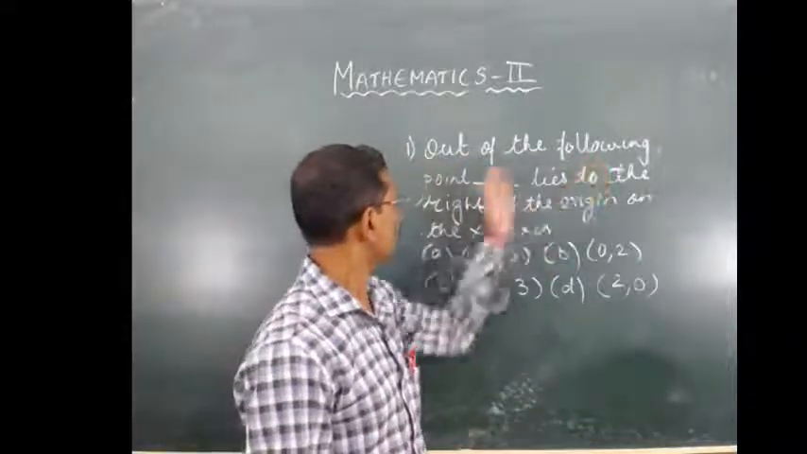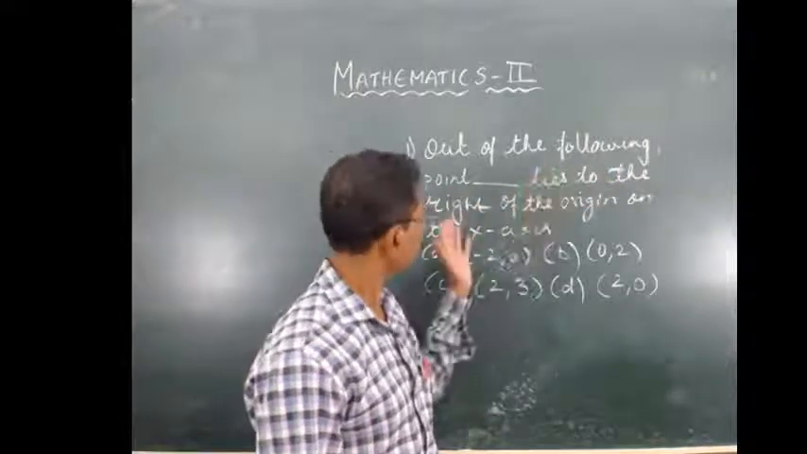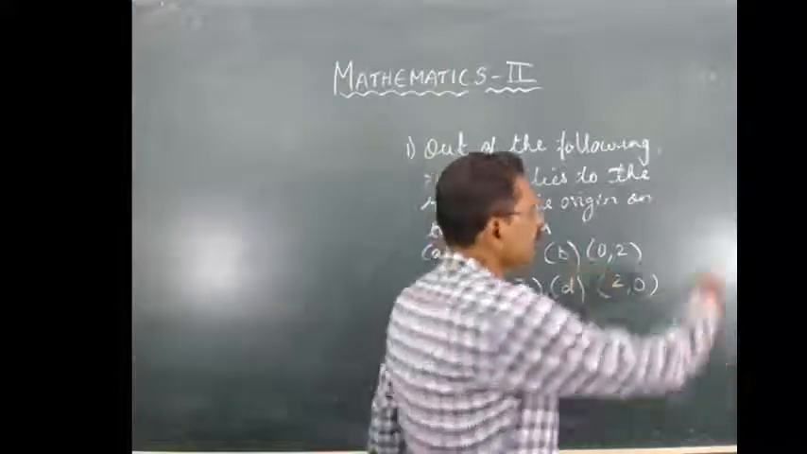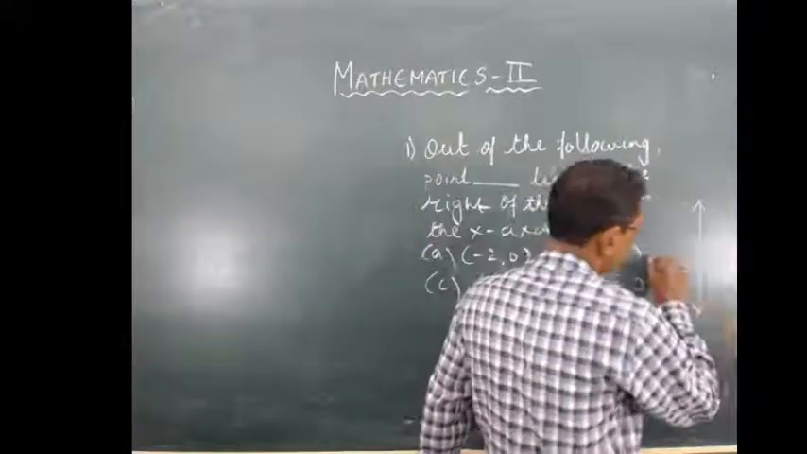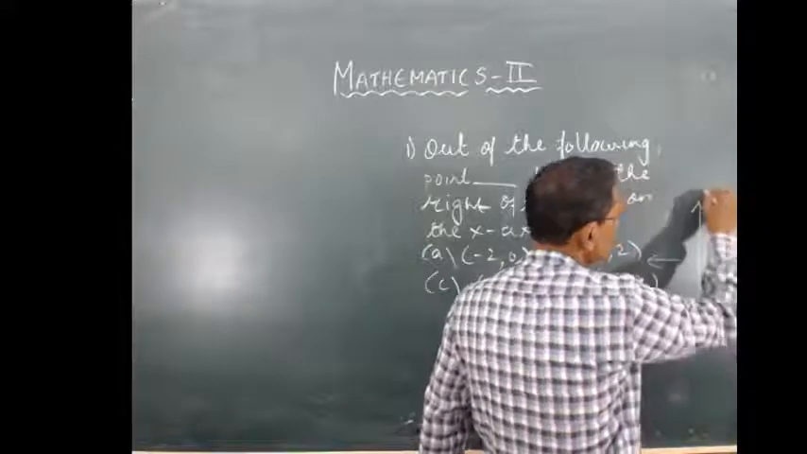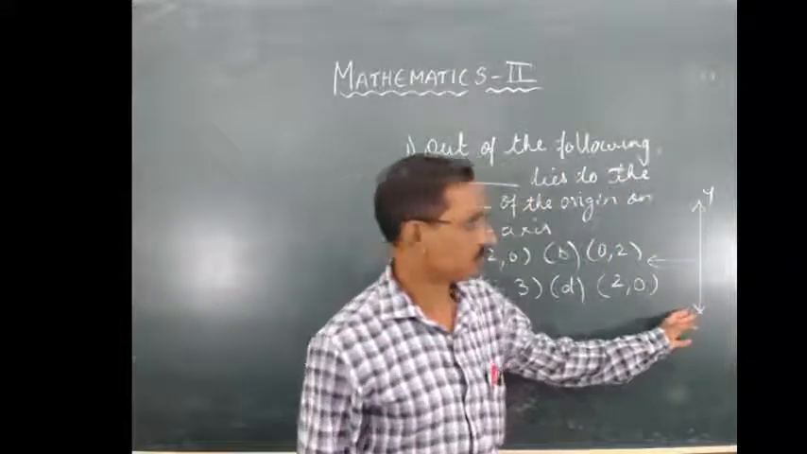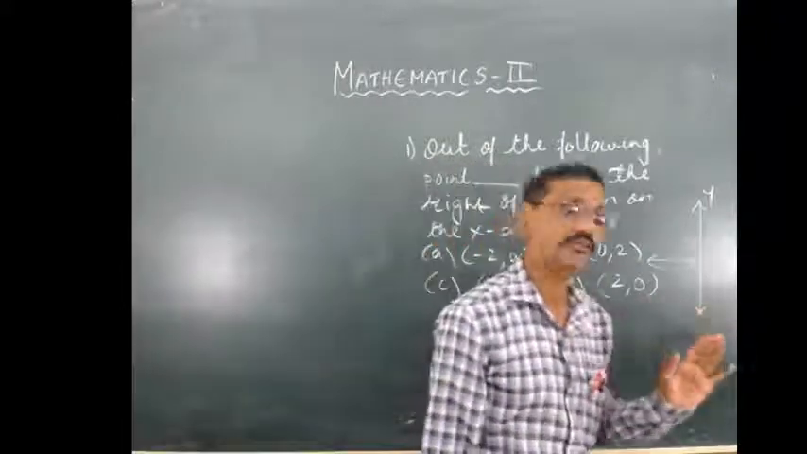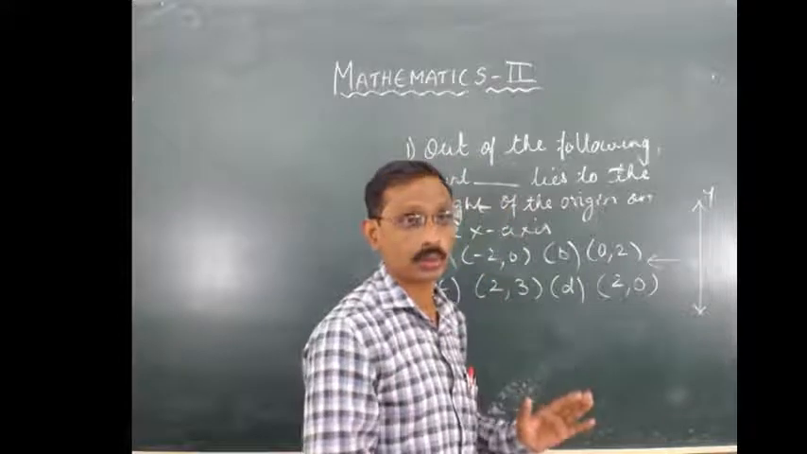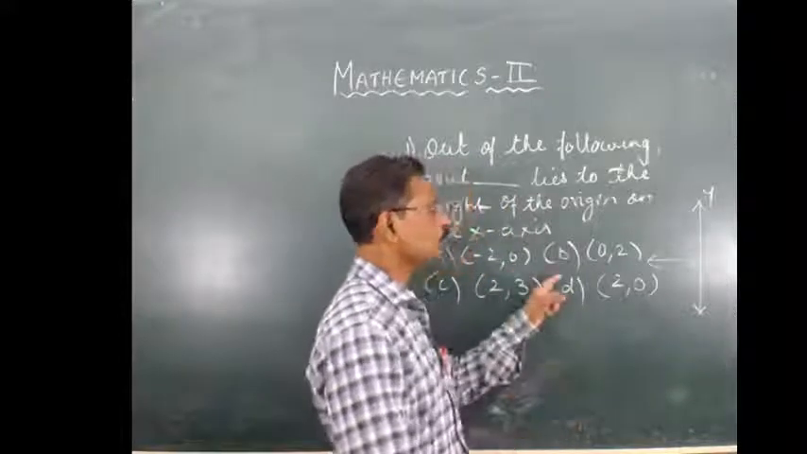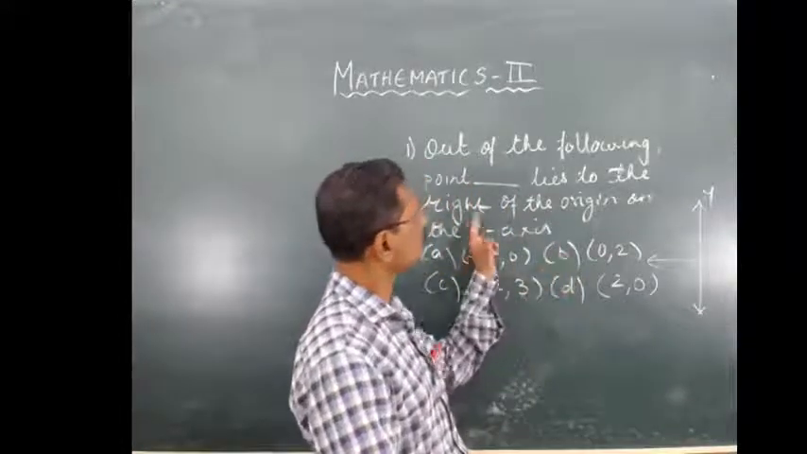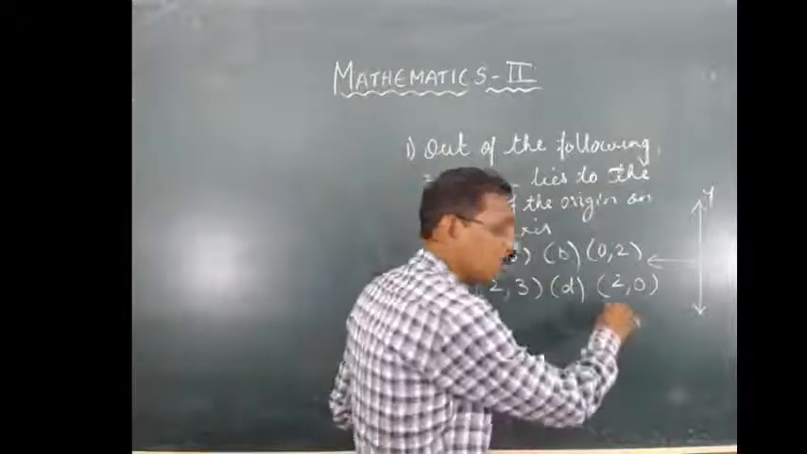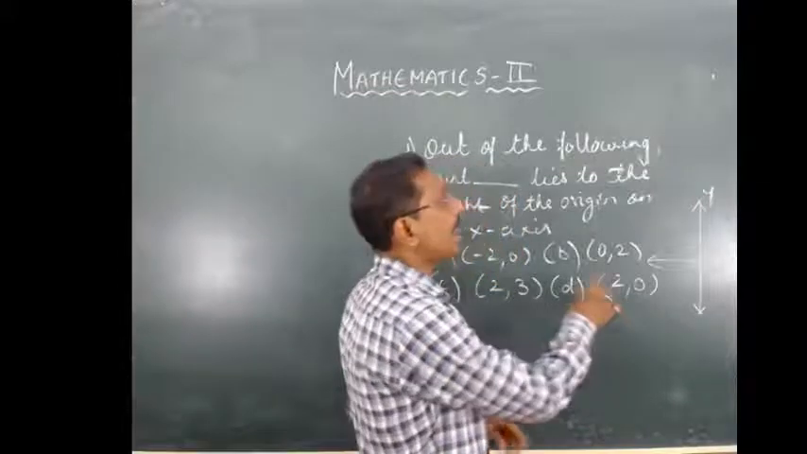Out of the following point, dash lies to the right of the origin on the x-axis. Let us consider the x-axis and the y-axis. This is the origin. We have to select a point in such a way that it is to the right of the origin on the x-axis.